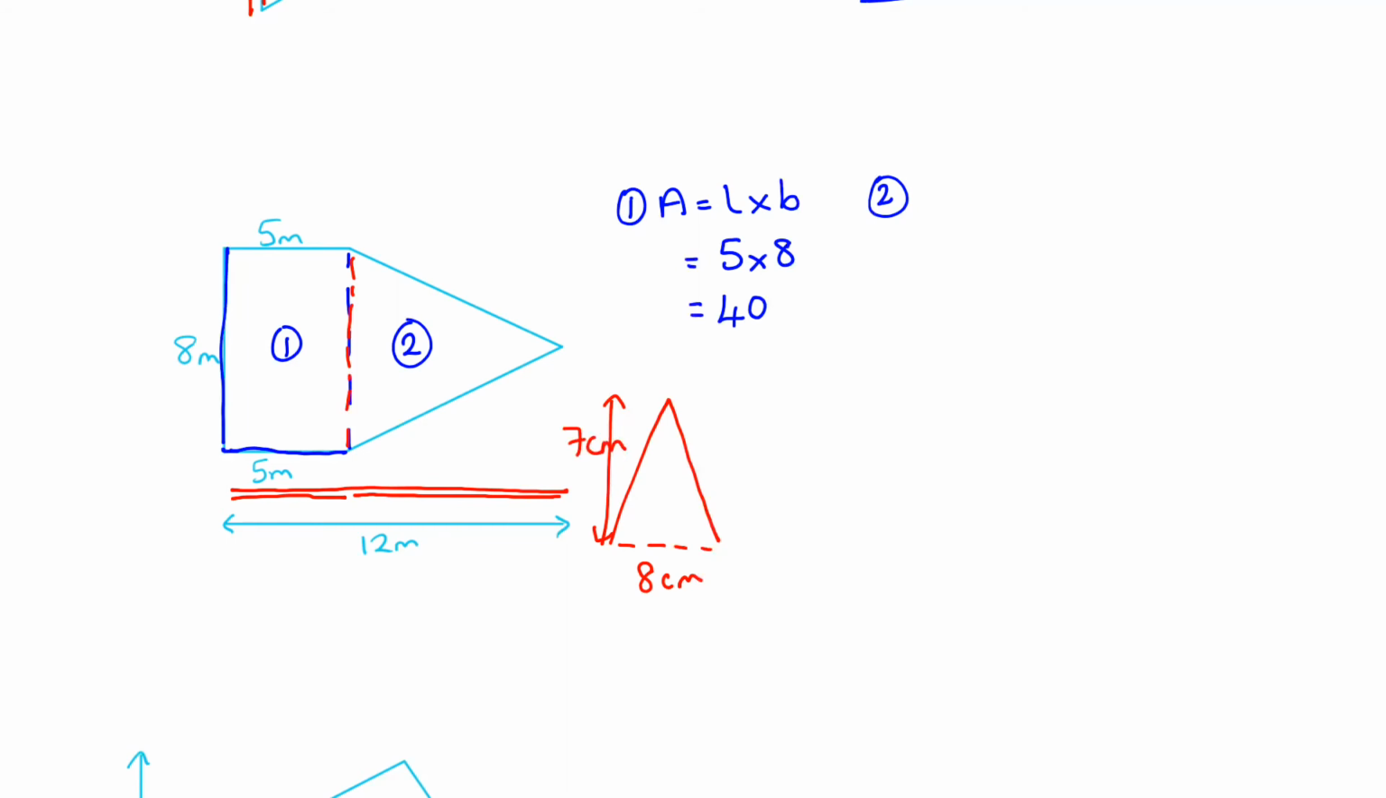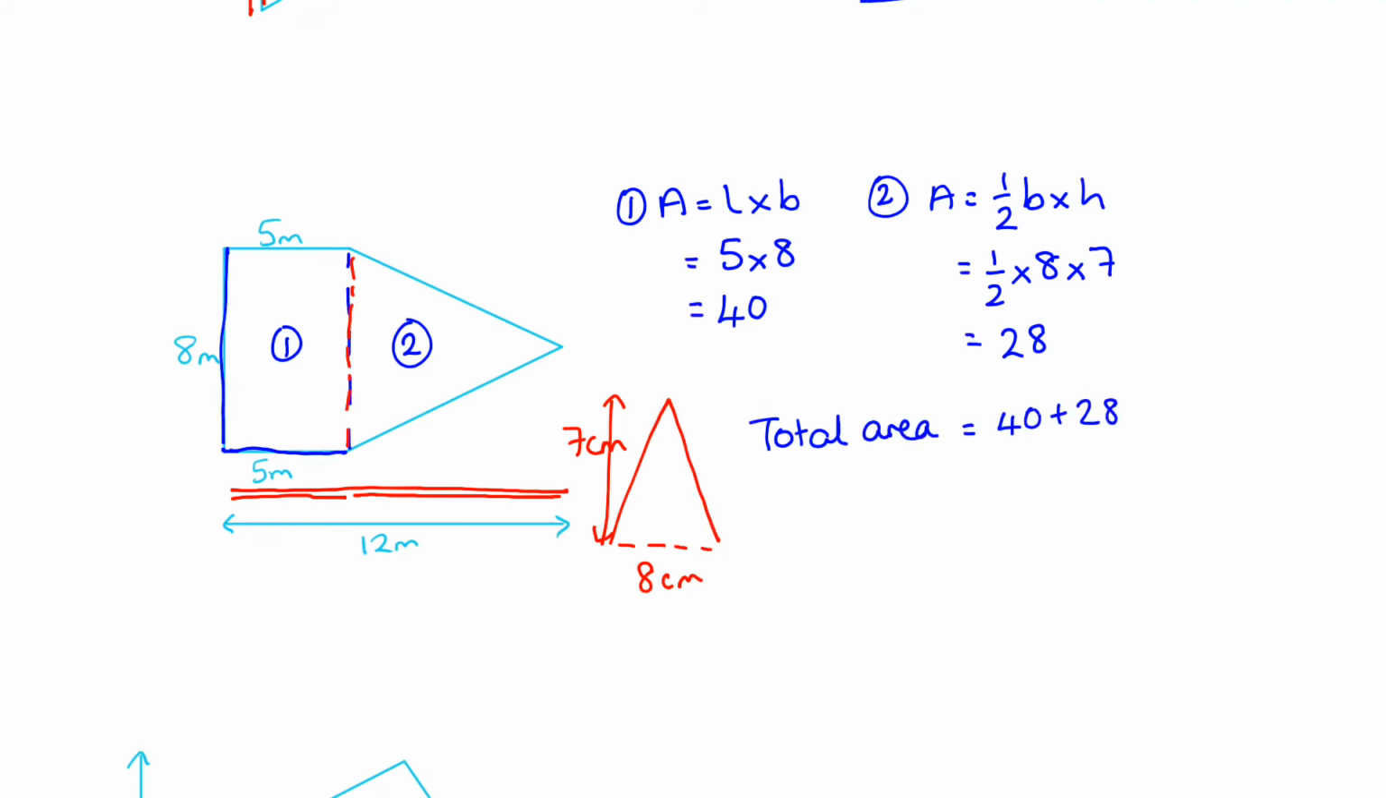Okay, so when we do our area of a triangle, half base times height, you get a half times the base is 8 and the height is 7. So a half of 8 is 4, times 7 is 28. So the total area is 40 and 28, which is 68, and we're working in metres this time, so the area is square metres.